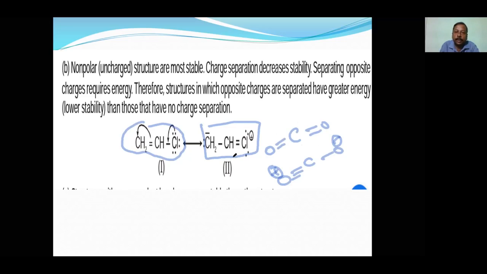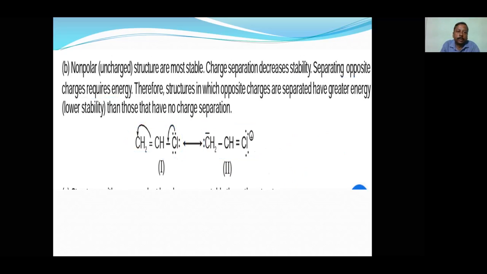If there is charge, the charge separation decreases the stability. Separating opposite charges requires energy. Why do we say it is unstable? Because it is very difficult to keep them apart. Opposite charges will always attract each other, and keeping them apart requires energy. So greater energy, lower stability. Therefore, structures with no charge separation are considered more stable. This is the reason behind the stability of the uncharged structure.